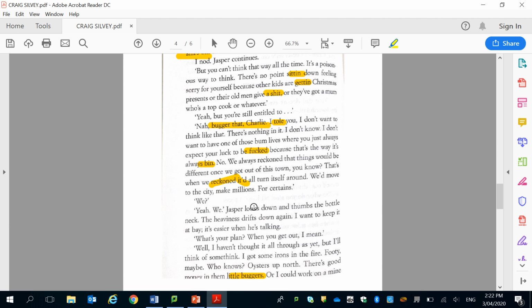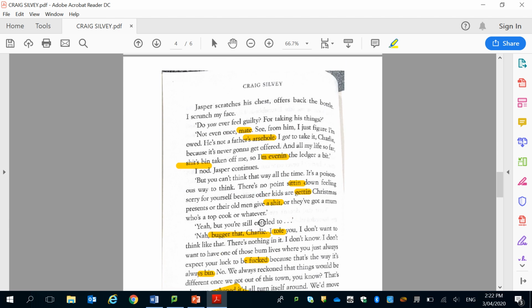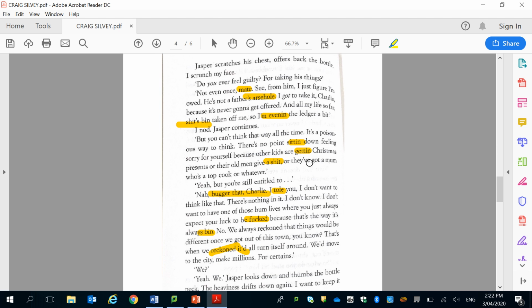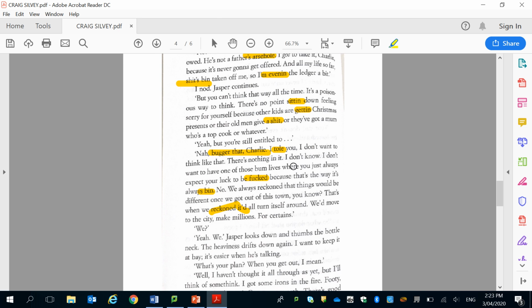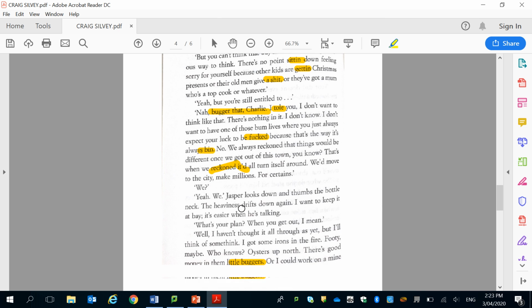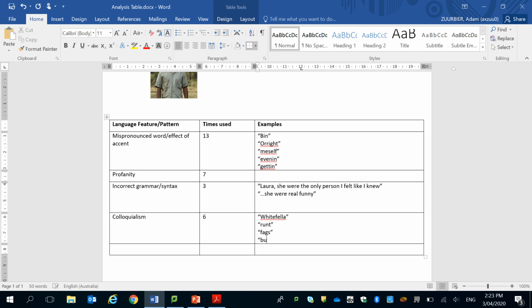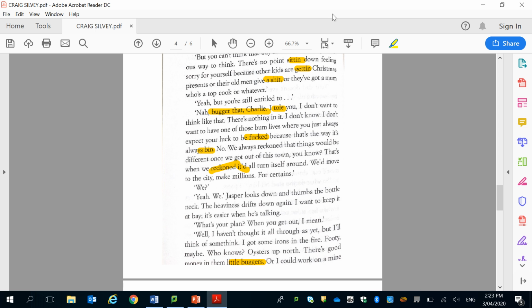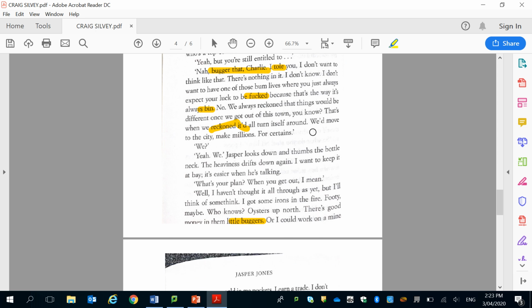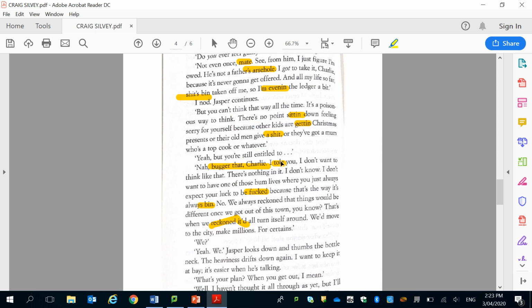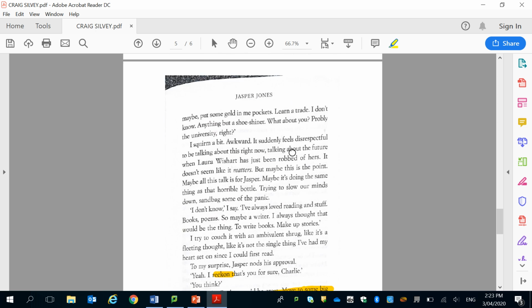No incorrect grammar and syntax on here. Now slang terms, 1, and 2, 3. So we've got 3. We'll put buggers as an example in there. So we've got 6 slang terms. Buggers. Okay. Alright, there's another mispronounced word there, isn't there? Let's go to the next page.